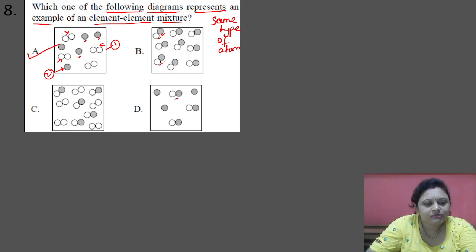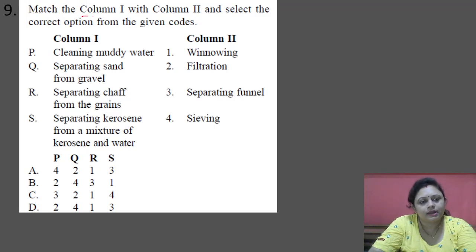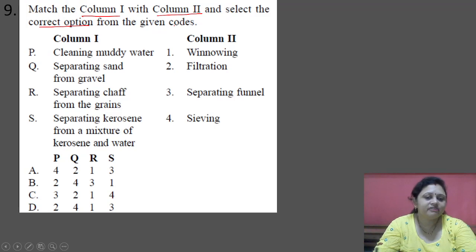Here also different atoms are there. Here also different atoms are there. So they cannot be elements. Got it? Coming to the next question, match column 1 with column 2 and select the correct option from the given choices.